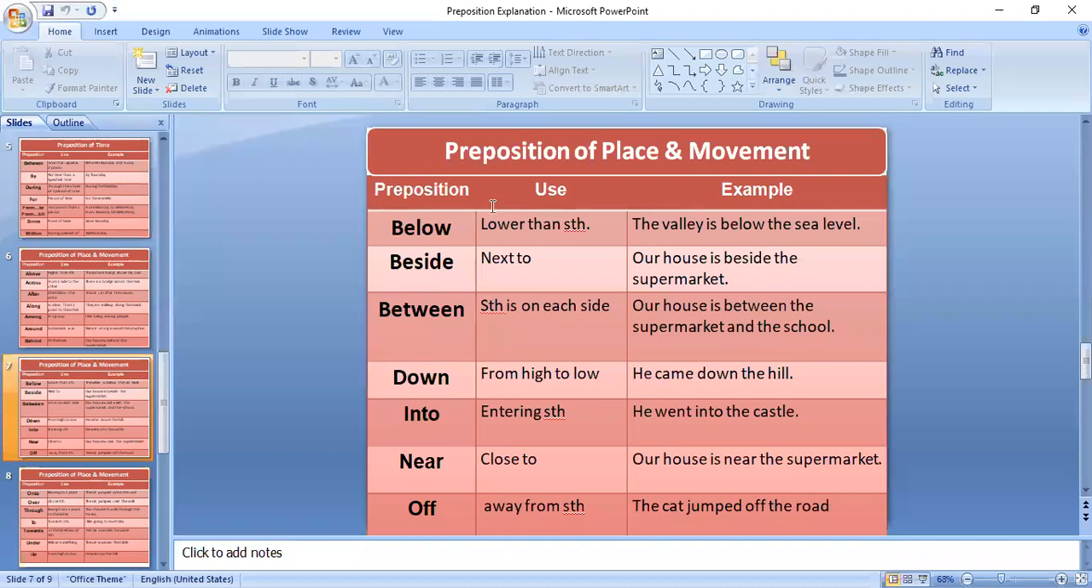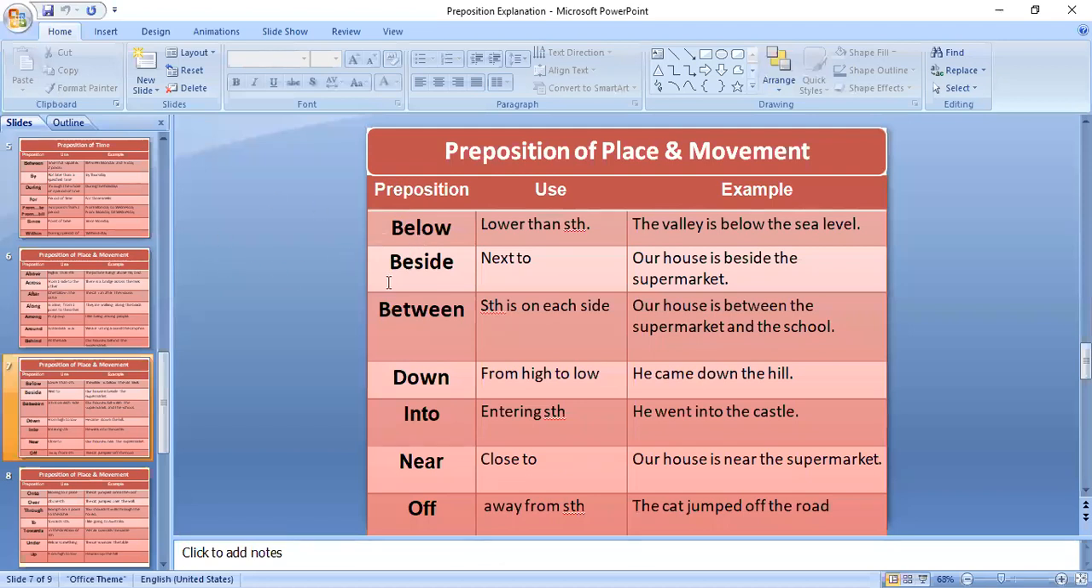Coming to the next prepositions of place and movement. Below, lower than something. The valley is below the sea level. समुद्र की level से नीचे है. Below the sea level. Beside means next to. Our house is beside the supermarket. Please find out the difference. Note down, beside is a preposition, but when we use besides, that is an adverb. He was sitting besides me.